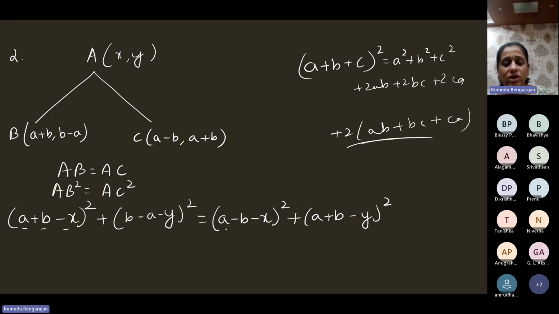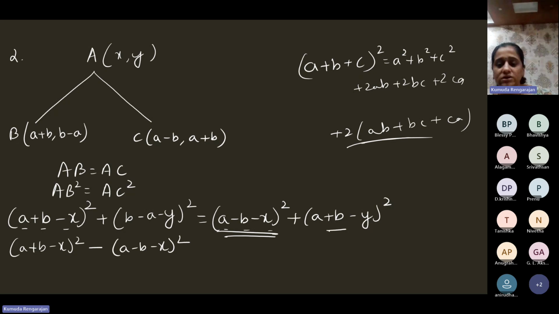On the right-hand side, you have A, B, X here. We'll have these two terms on the same side. We'll have these two expressions on the same side. So (A plus B minus X) the whole squared. This one will move to the left-hand side as minus (A minus B minus X) the whole squared.